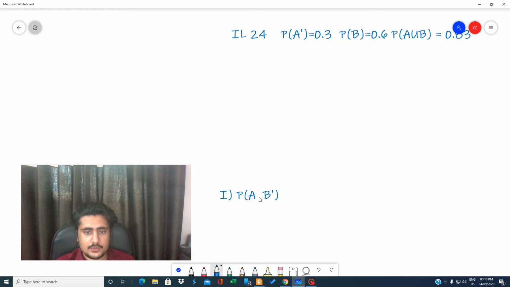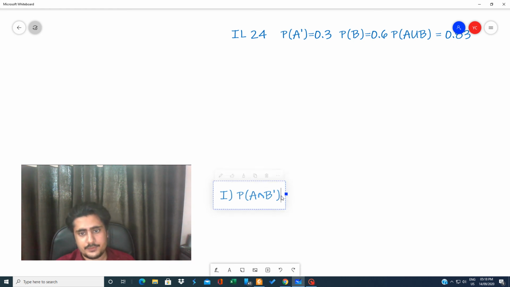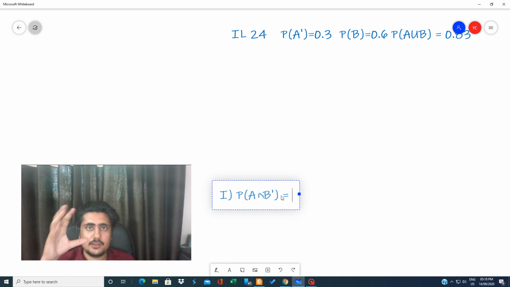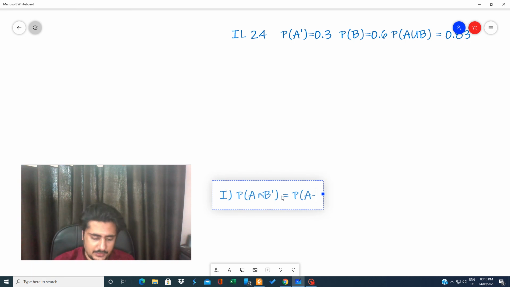A intersection B dash. Now, what is this A intersection B dash? If you think about it deeply, B dash means B is not there, and the intersection is with A. That means only A occurs. Only A occurs means what, sir? It is A minus B. B dash means B is not there, only A is there. Only A means it is A minus B.